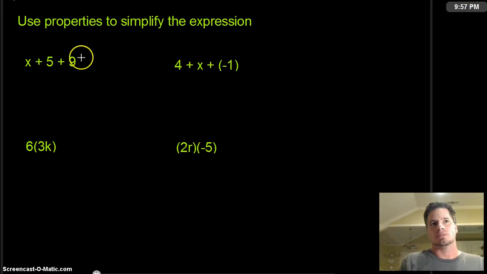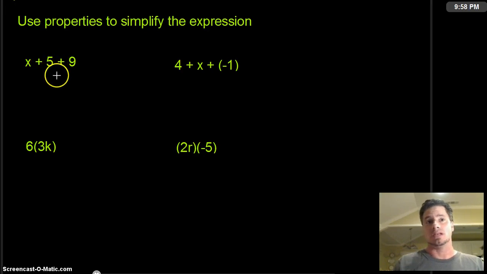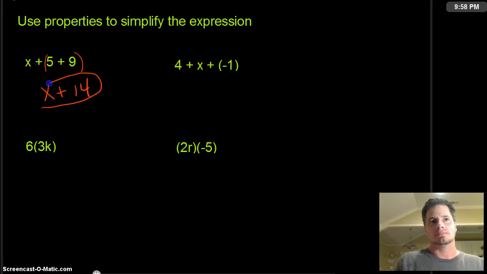Okay, use properties to simplify the expression. Now here simplifying means I can't get an answer because I don't know what x is. But I can simplify it, meaning I can put it in simpler terms than what it is. Now, if I knew what x was, simplifying means I need to get an answer, but I don't know what x is. Okay, but I know here I can actually add those two together. Okay, now order of operations tells me to do these two, but I know I'm not going to show all the steps, but I can change grouping. So that becomes x plus 14, and that is simplified.